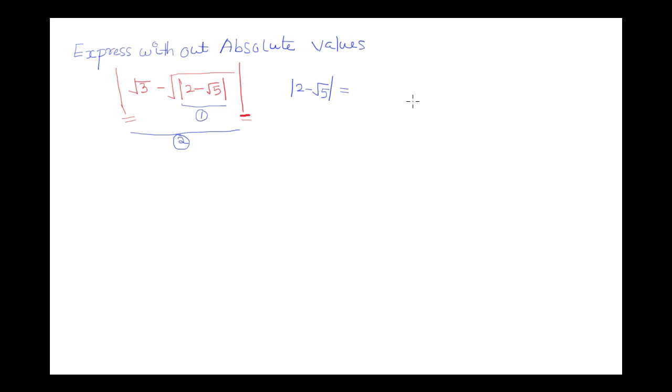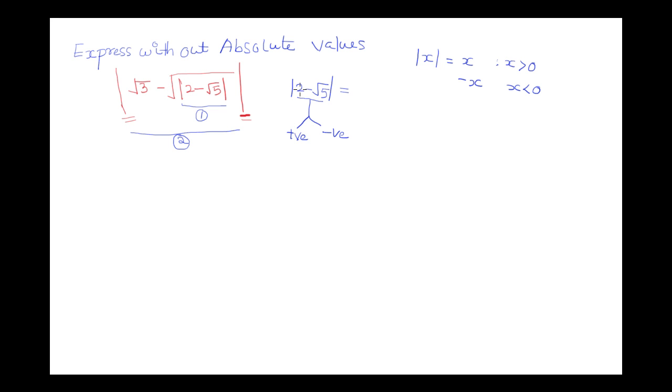Now we know the basic definition of absolute of x. Absolute of a particular number x will be x if x is positive. If x is a positive number, then it is equal to the input, whereas it is equal to minus of x when x is a negative number. Now here the fundamental question is, we have to know whether this number 2 minus root 5 is positive or negative.